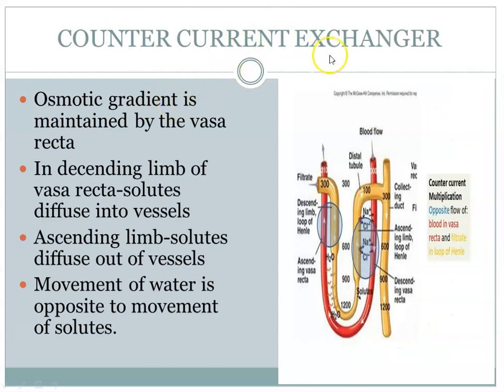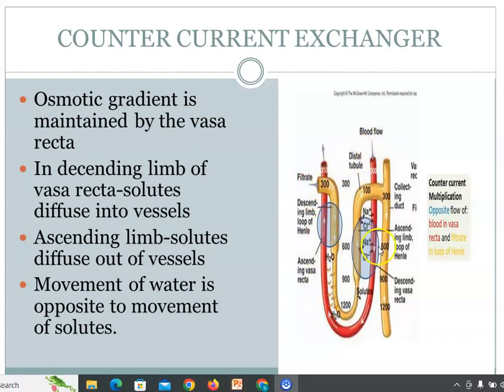Then come to the countercurrent exchanger. Already the countercurrent is multiplied by the loop of Henle. Here the interstitial gradient is maintained by the vasa recta. See, this is the descending limb of the vasa recta and this is the ascending limb of the vasa recta. Here in the descending limb, the solutes get diffused into the vasa recta, and the water gets moved out of the vasa recta here.